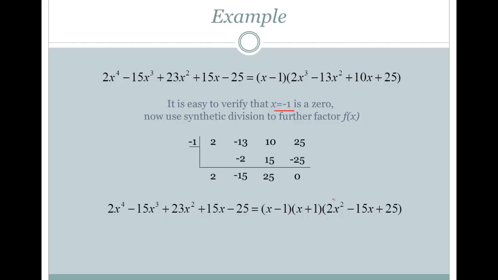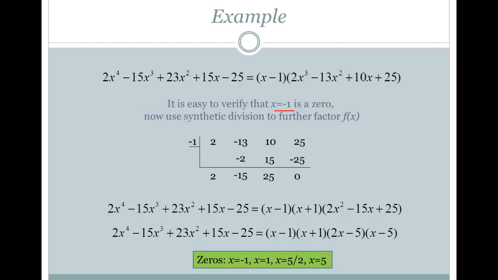Now again, I have a quadratic here. If I wanted to find the roots of that, I could either use the quadratic formula, or I can simply factor it. This is factorable. Get it right here. And now what I need to do is just set each one of these equal to 0. So x is 1, x is negative 1, x is 5/2, or x equals 5 are going to be all the zeros of that function.